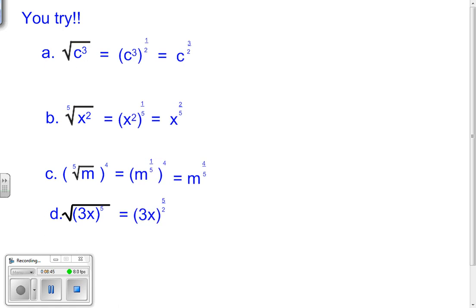So again, in this last one, I would probably take this a step further and make it this instead.